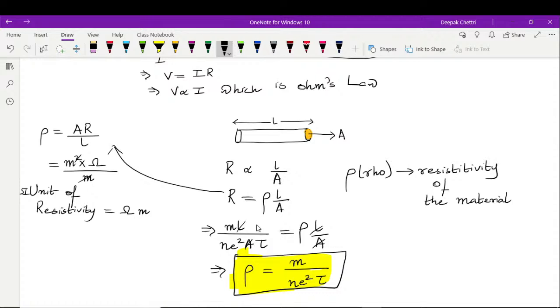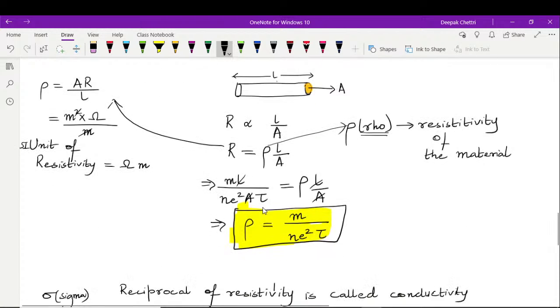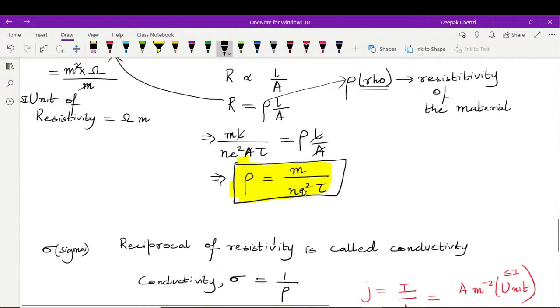Now the next thing I defined here was resistivity. Resistivity you have already studied in class 10. R is equal to rho L by A. This is a relationship that you have studied for a conductor of length L and area of cross section A. The resistance is directly proportional to L by A. If I remove the proportional sign, I get resistivity. This constant is called resistivity, and this Greek alphabet is called rho, resistivity of a material. Now I know the expression for R from here. I put that here, and I got a formula for resistivity.